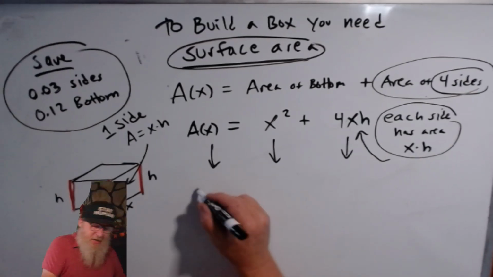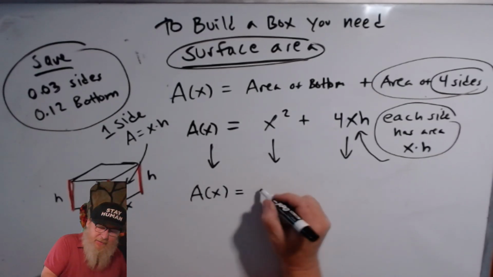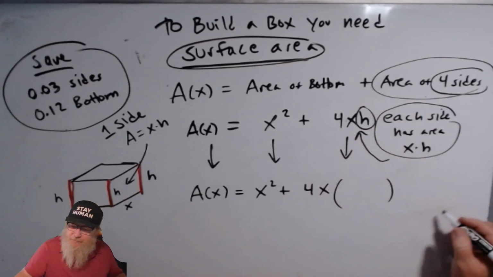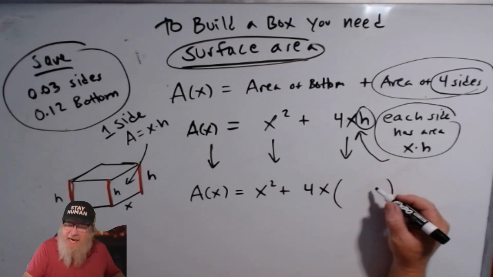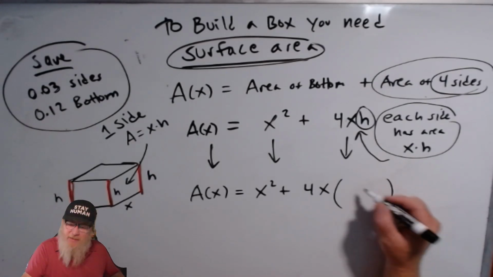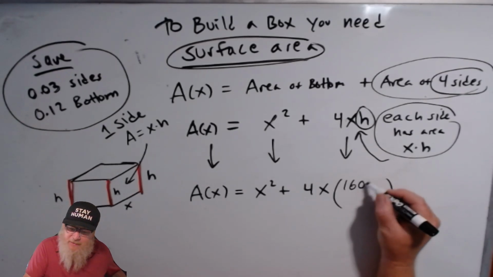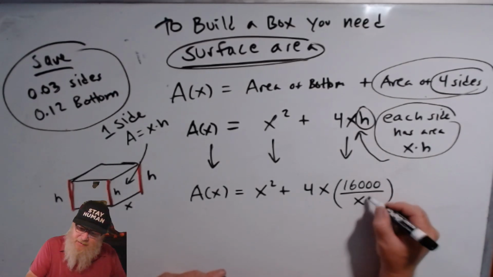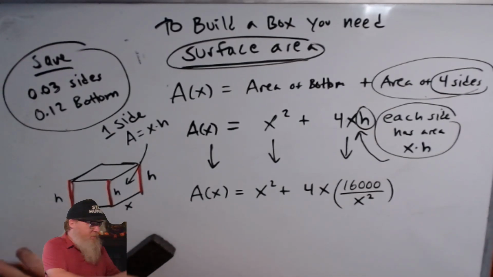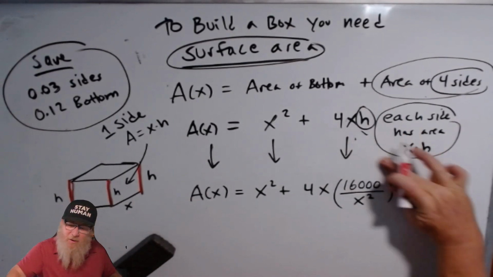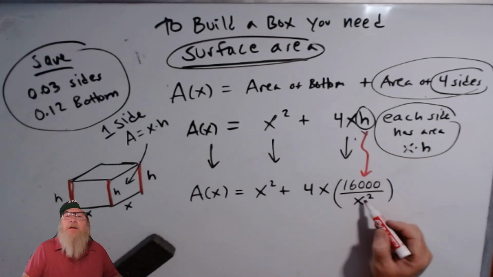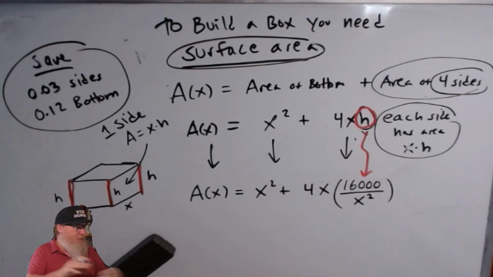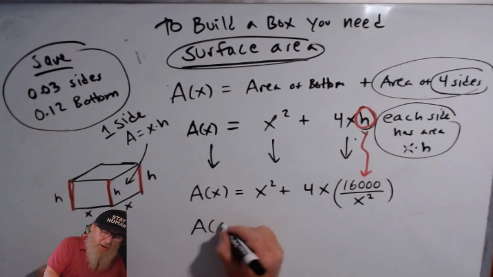Oh, no, we're not ready for cost yet. One more thing. I got to get rid of h. What was h? I just erased it. It was 16,000 divided by x squared. Remember? I had already solved for h. So I have to replace h with 16,000 over x squared. And now we're ready for costs.